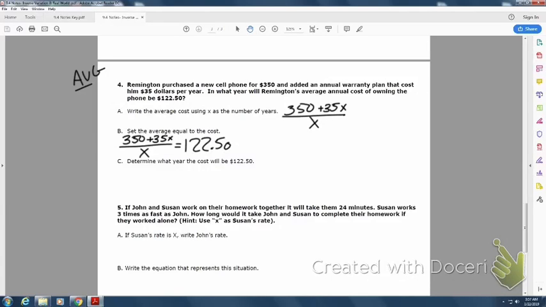Okay. How could I write 122.50 as a fraction? Put it over 1. And then I can just cross multiply. So I would have 122.5x is equal to 350 plus 35x. Then I want you to solve how many years would his average annual cost of this phone be 122.5.